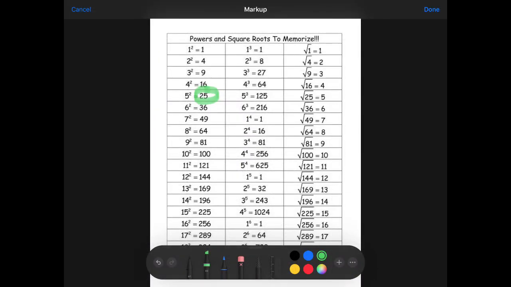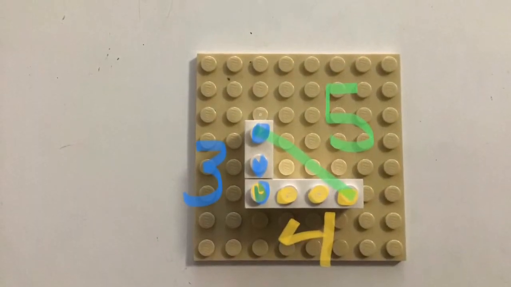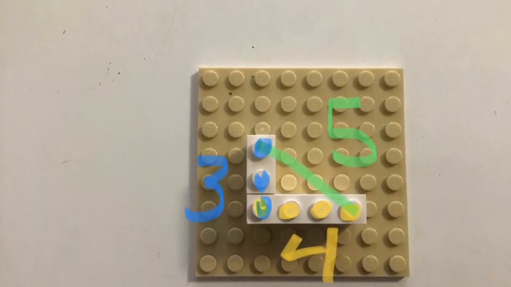Back to our square. We knew it had 25 dots in it. So if I find the square root of 25, that equals 5. So the third side of my triangle is 5.